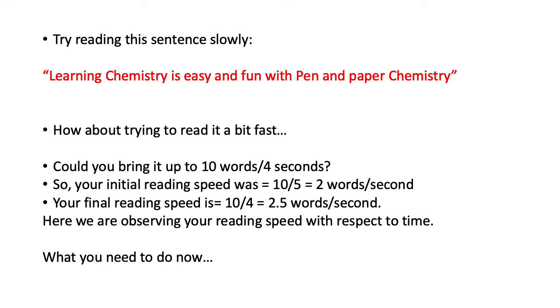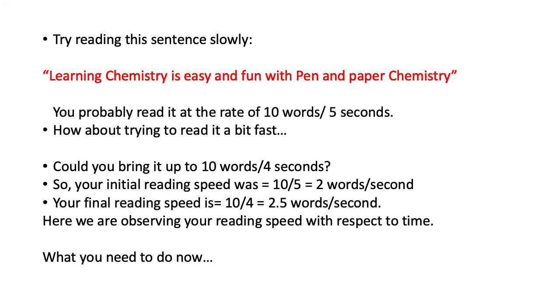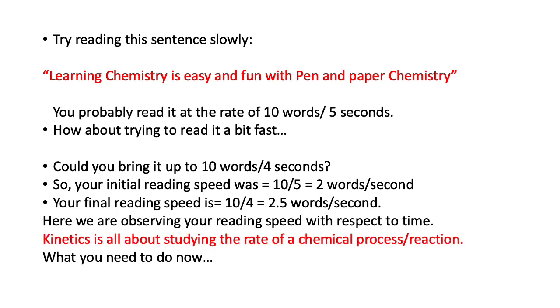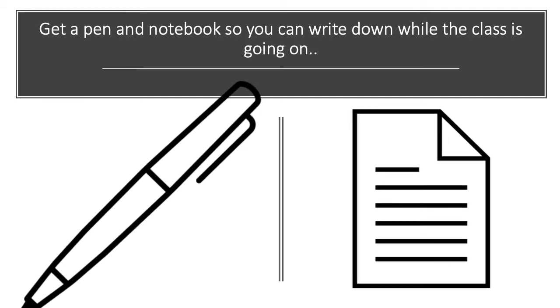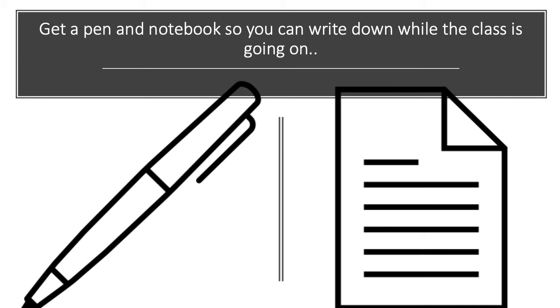And what is chemical kinetics? Chemical kinetics is simply the study of the speed of a chemical process or reaction with respect to time. Now, how do we measure that speed is what we are going to do in this particular video. What do you need? A pen and a notebook so that you can take down notes for offline reference.